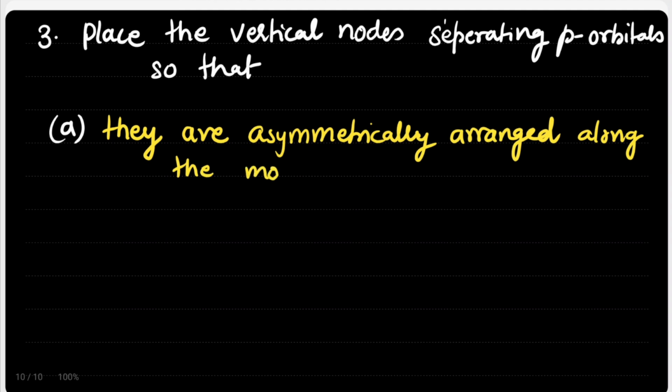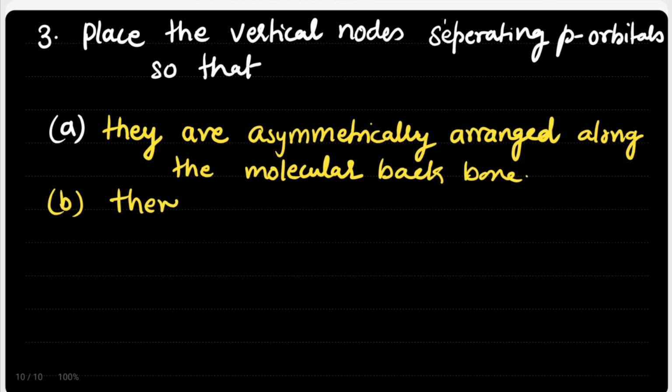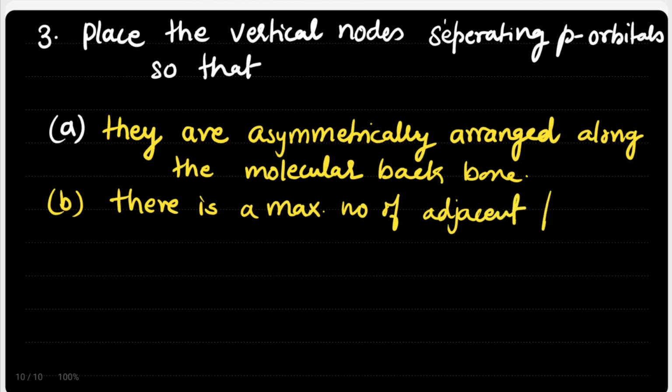Then what is the second point to be remembered? There is a maximum number of adjacent pi orbitals in phase. The third one is that the nodes are separated as far as possible.